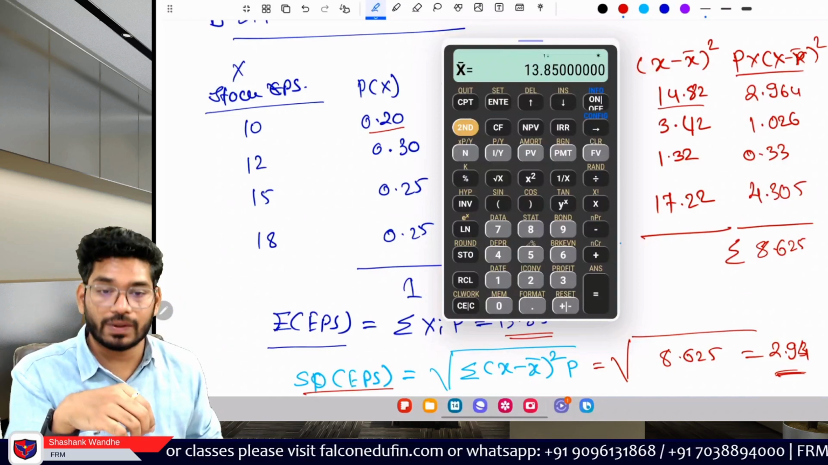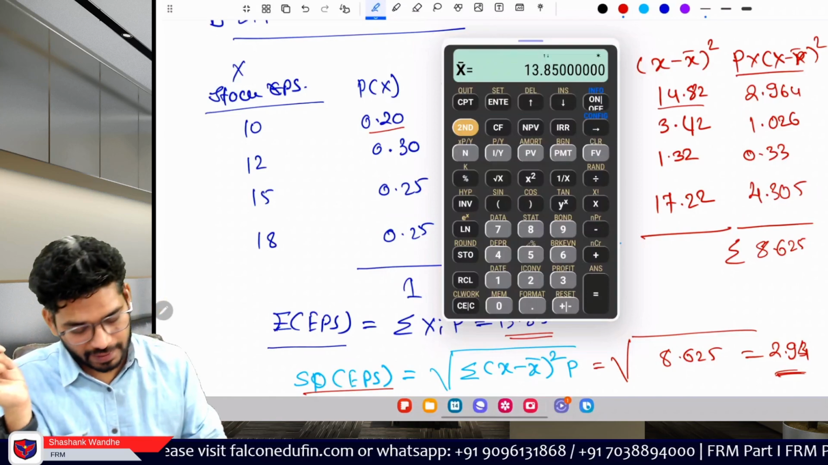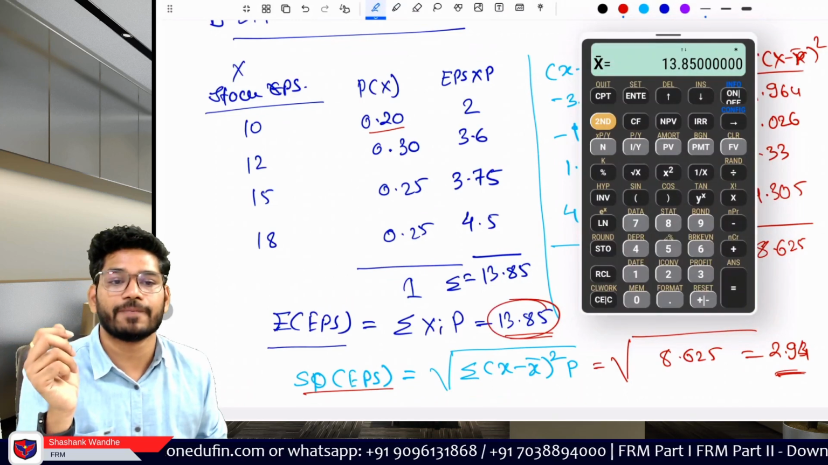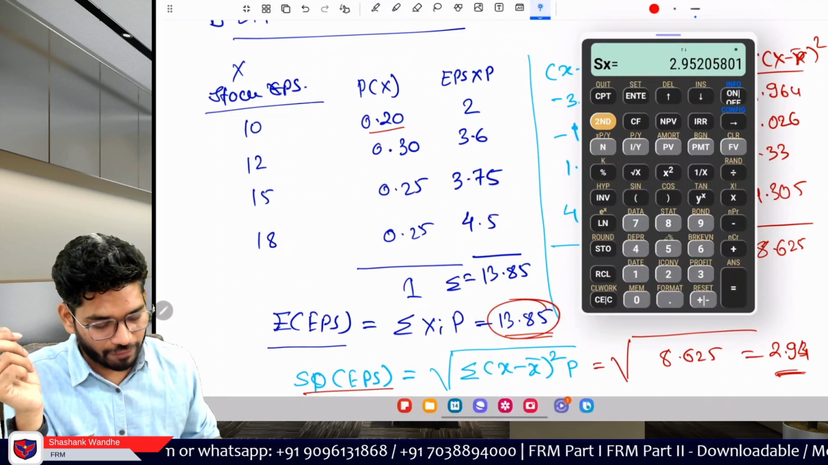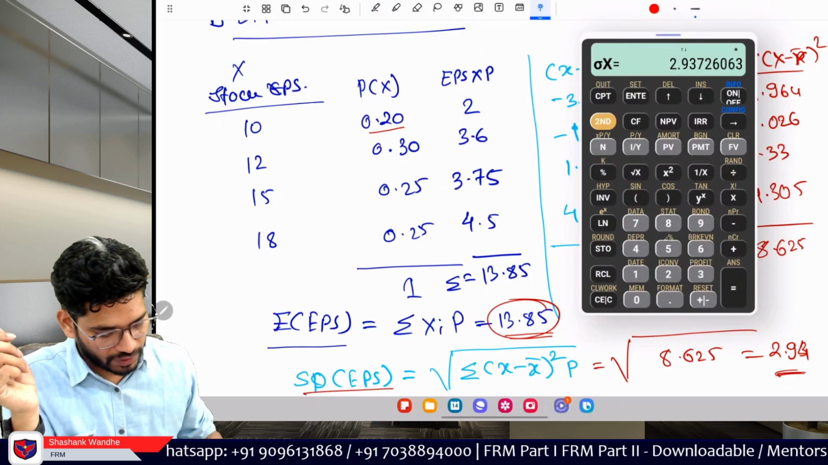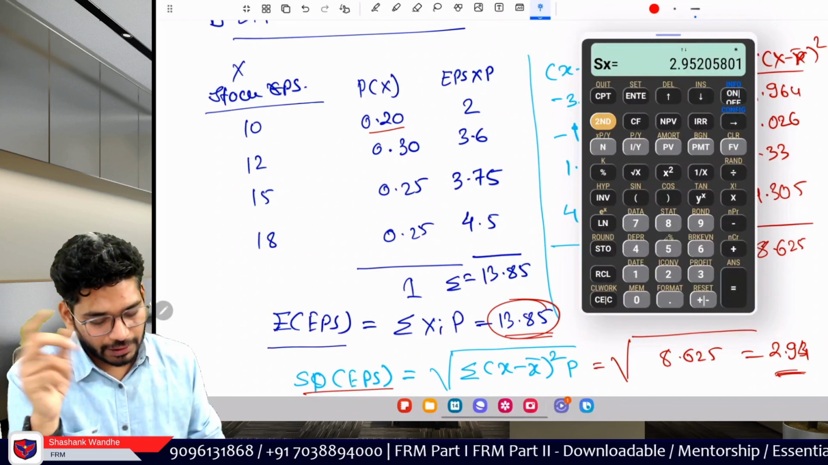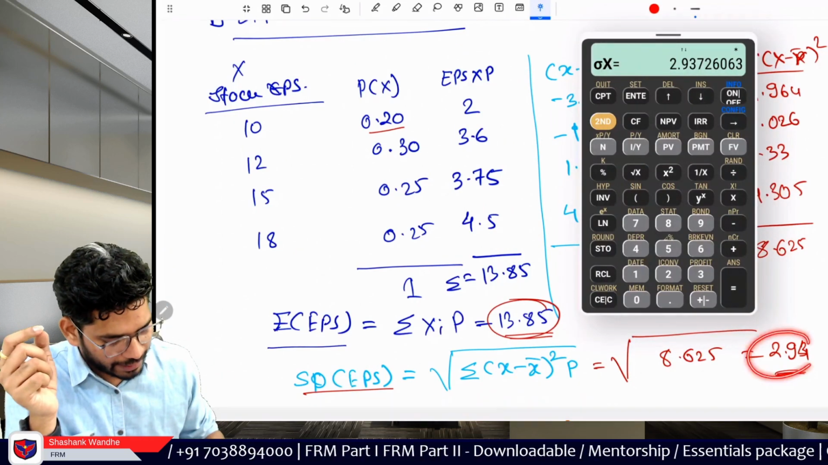If you press down, you will see x bar, which is the expected value of this EPS, equal to 13.85. Just verify this. So this is the value, 13.85, right? Our value is correct. Then you have to press down and again press down, and you will see the standard deviation of x. Please remember, here don't look for Sx, always look for sigma x.